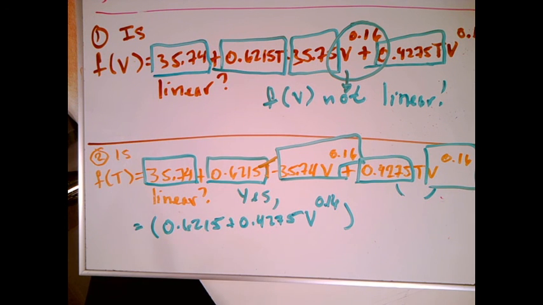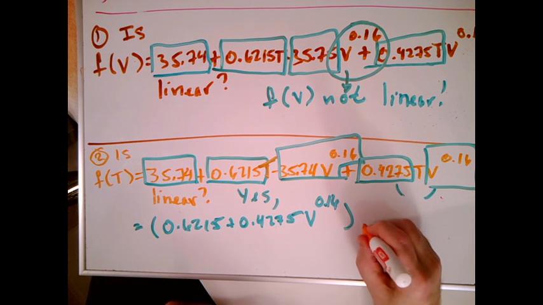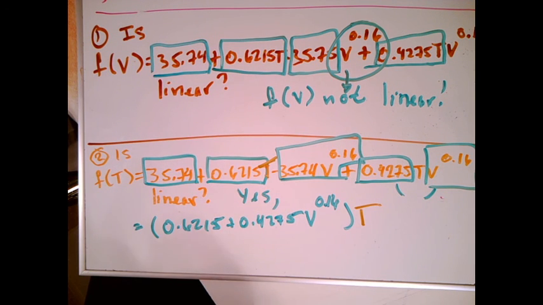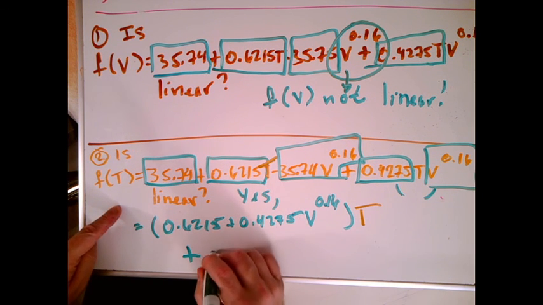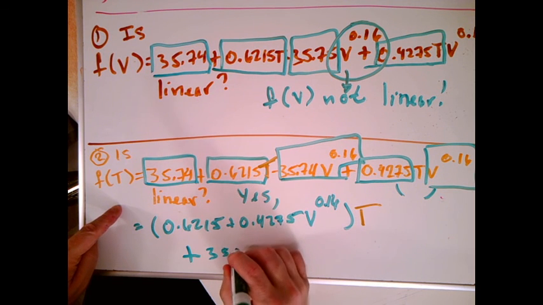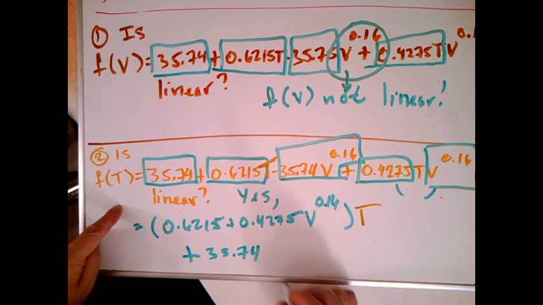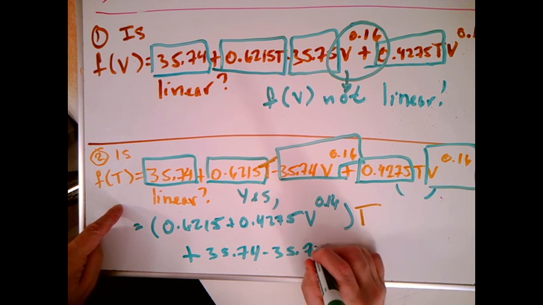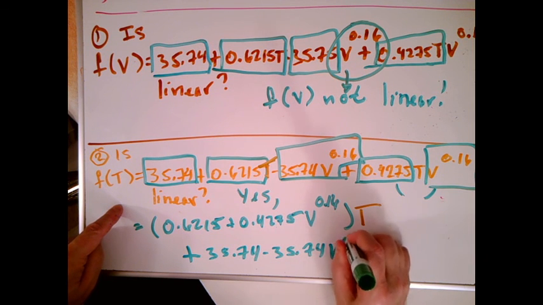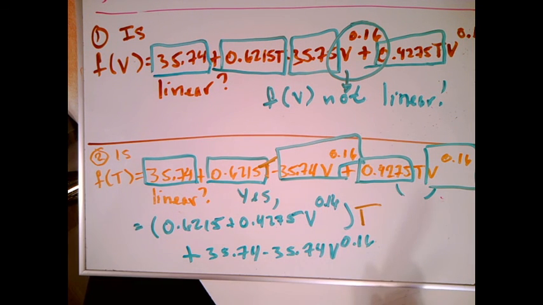Now I can pull out that t, right? So all I did was group together the things that had a t, and now what I want to do is group together the things that don't have a t. So there's plus 35.74. What else doesn't have a t? Minus 35.74 v to the 0.16. All right. So all the things that had a t, I grouped together and pulled out a t. Everything that didn't have a t, I put right here.